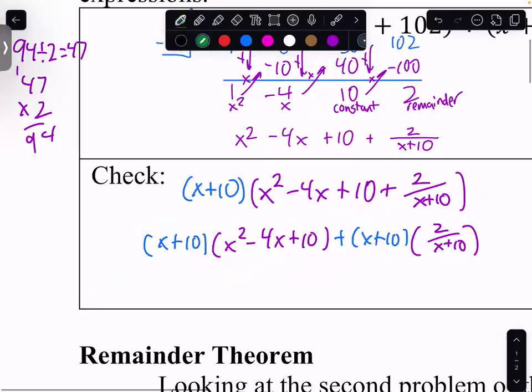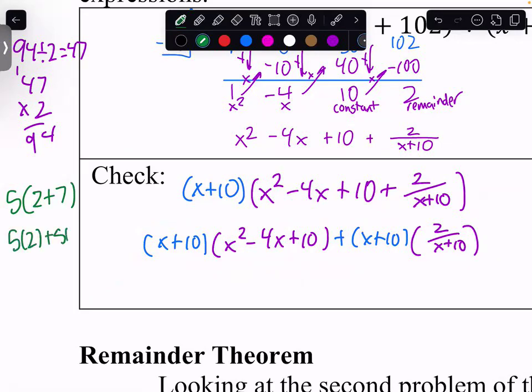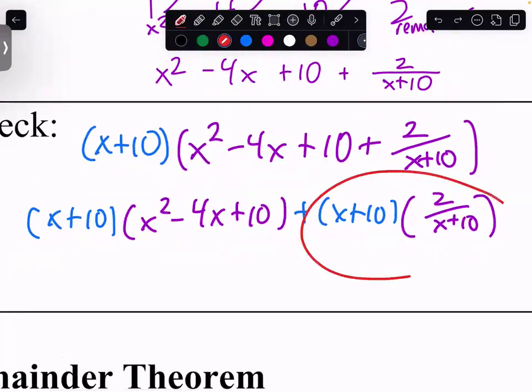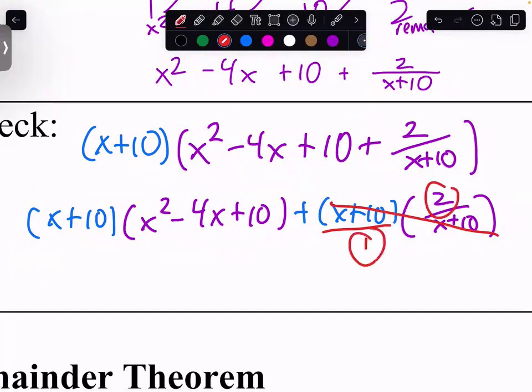Basically, you know that if you had something like 5 times 2 plus 7, you could split this up to 5 times 2 plus 5 times 7, right? You're distributing. It's the same idea here. The x plus 10 is still multiplying the whole thing. We're just doing these three together and this one separately. The reason we do that is if you look over here, the x plus 10s will cancel out. You have identical x plus 10 factors. So you're left with just 2 over 1, or 2.